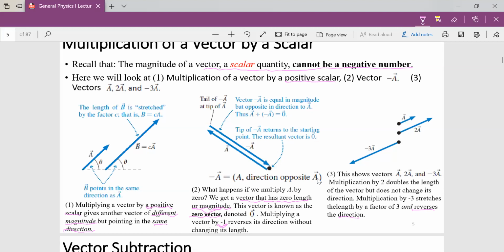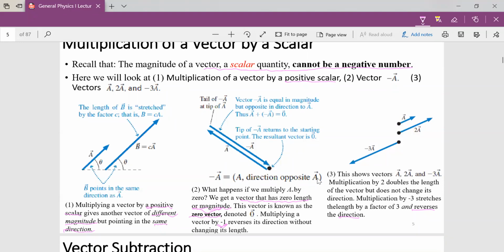Okay, so we have the first one, A. But when you say 2A, what happened? The arrow of A increased in the same direction twice as A, which is the same like the example we saw in the first case. Now, what happens when A is multiplied by minus 3? The minus already tells you it's in the reverse direction. So what happens to A? A is reversed and increased 3 times in length as its first one. So you see A, 2A, and minus 3A. Minus 3A is 3 times in length of A, but in the reverse direction.